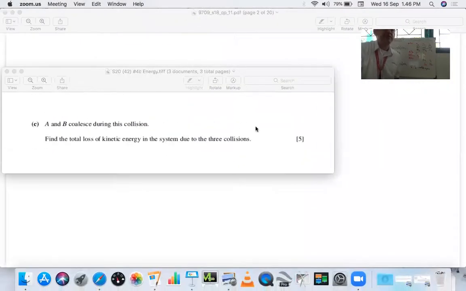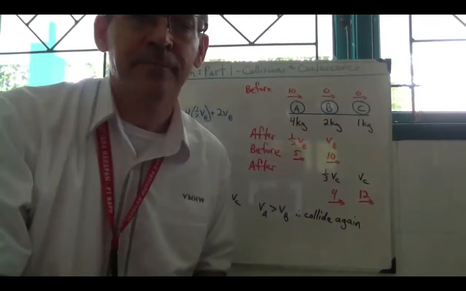Third part of the question says A and B coalesce during this collision. A and B coalesce, that is the second time A collides with B. Find the total loss of kinetic energy in the system due to the 3 collisions.